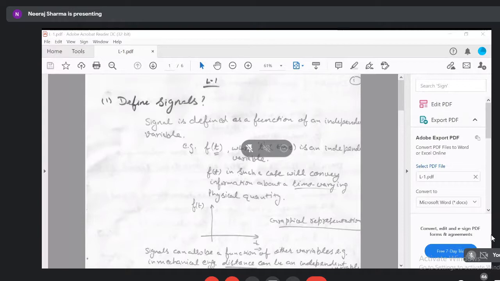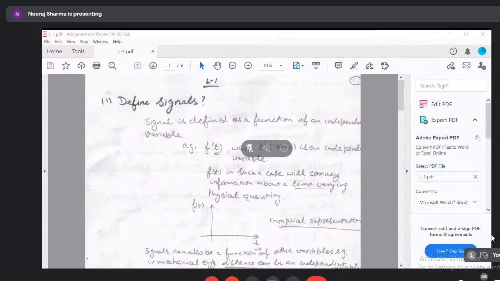Generally, along the x-axis, we plot the independent variable, and the dependent variable is plotted on the y-axis of the graph. So we have one independent variable and another dependent variable whose characteristics are dependent upon the parameter that you are sketching over the x-axis. So this is a broad definition of signal. That is, a signal is defined as a function of an independent variable.